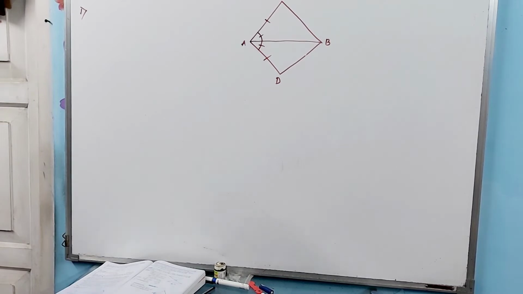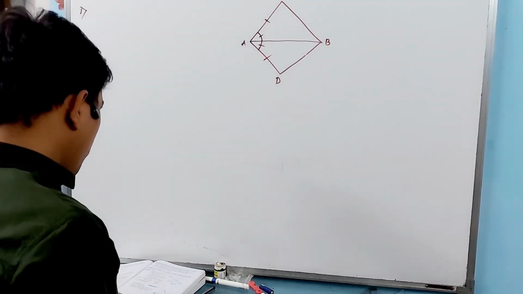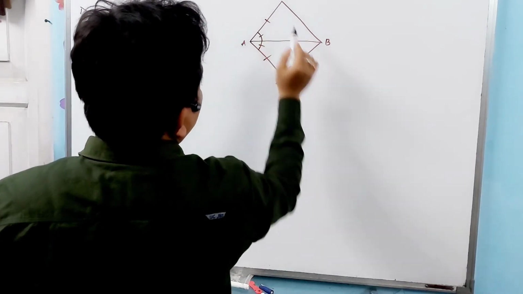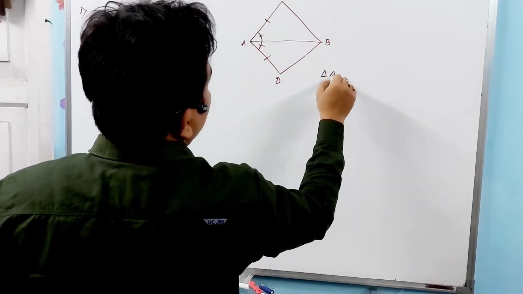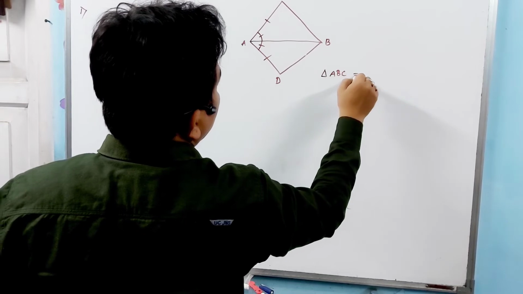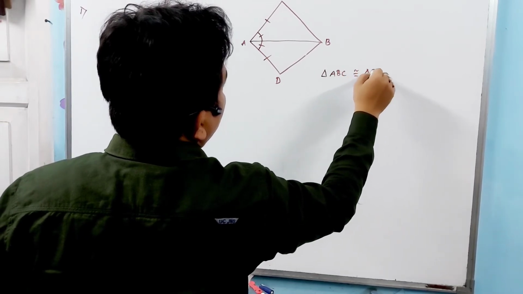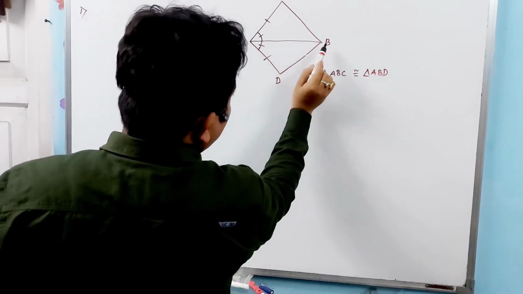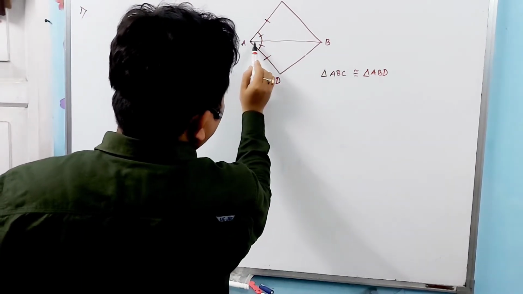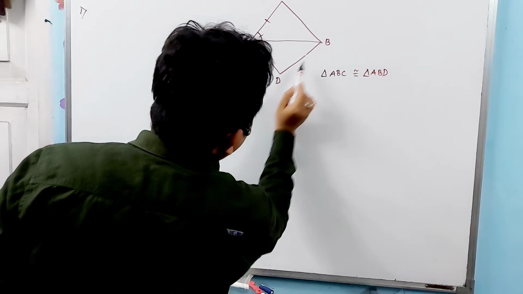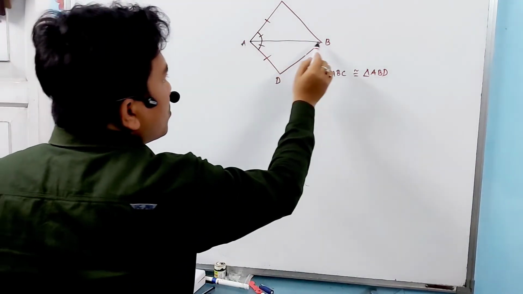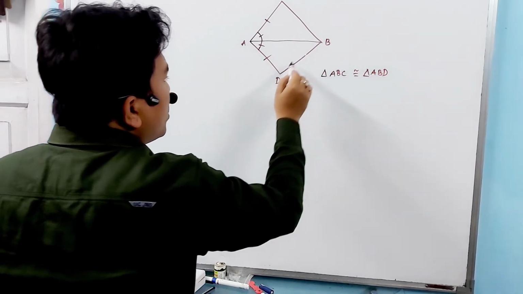Okay? Now, what we have to prove? We have to show that triangle ABC is congruent to triangle ABD. I told you, if I go in this way, then the other triangle also we have to write in this way. We cannot write in this way. Okay, so triangle ABC is congruent to triangle ABD.